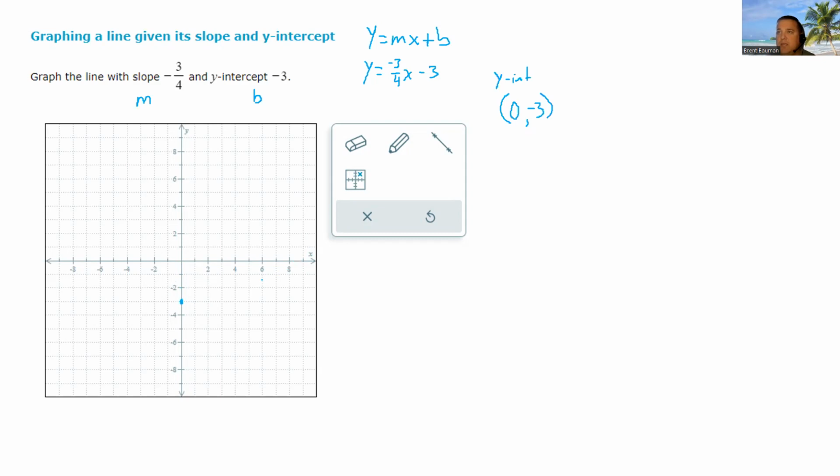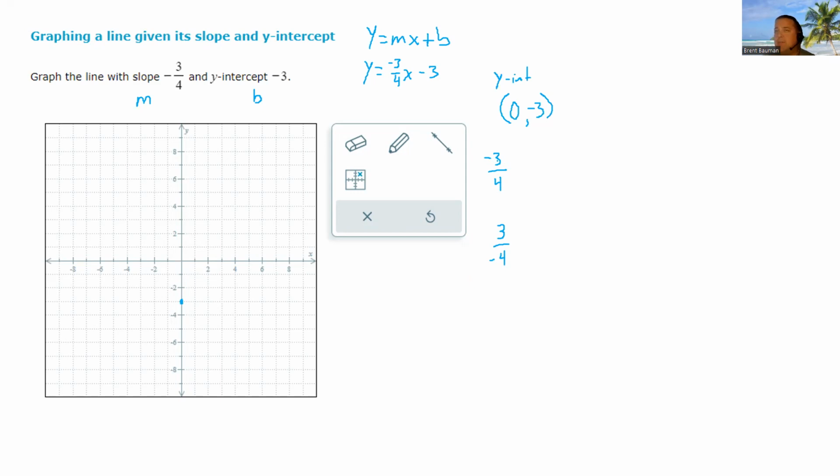Now we need to get to one other point in order to graph our line. Well, if you have the equation, you go ahead and plug in a value to find another point if you want, but you have the slope. So let's use the slope. So we have -3/4. Let's assign the negative sign to either the numerator or the denominator. I'll show you both because it doesn't matter where you do it.